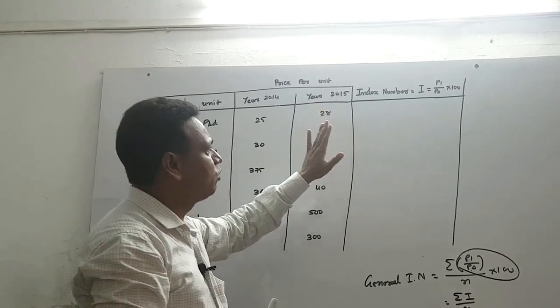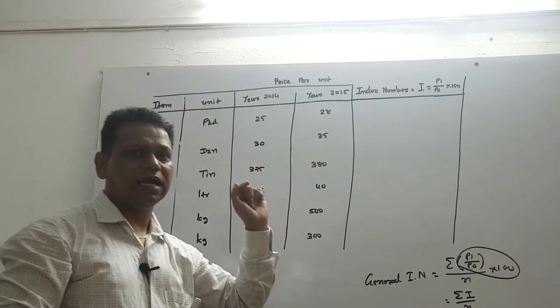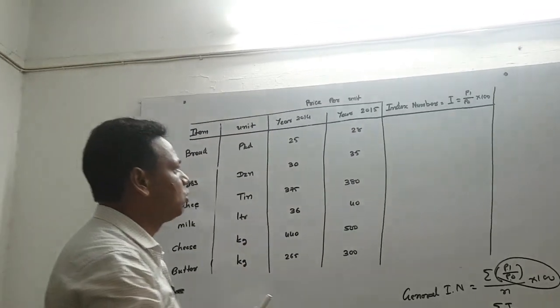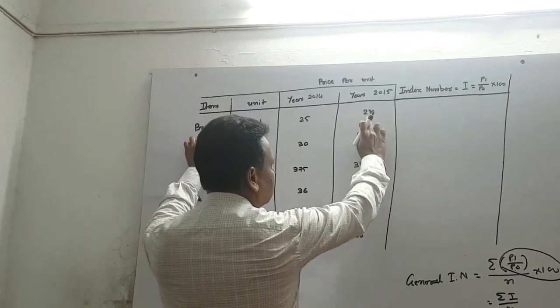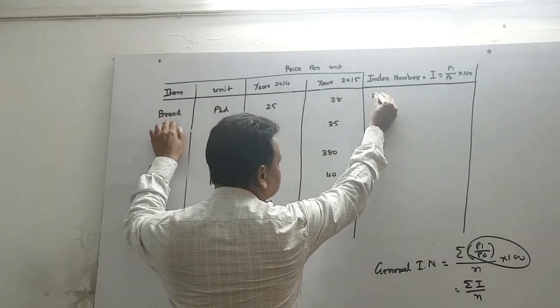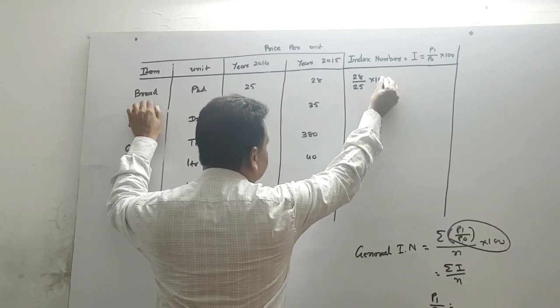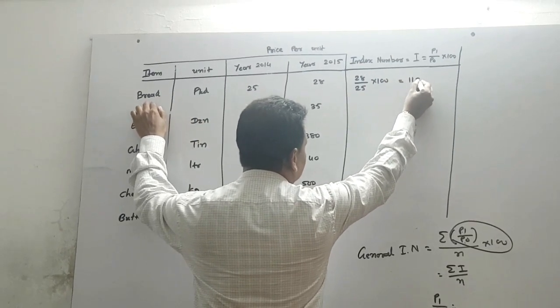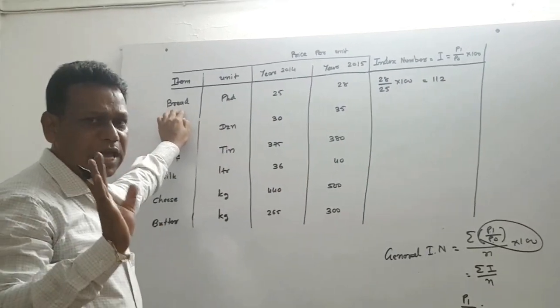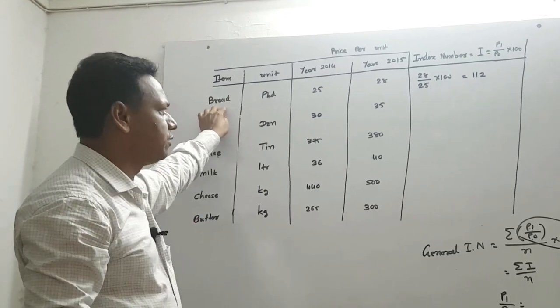First of all, we are going to find the index number for each and every item available. For the index number of bread, the price of the current year is 28 divided by 25 into 100. So our answer is 112. This is the separate index number of bread.